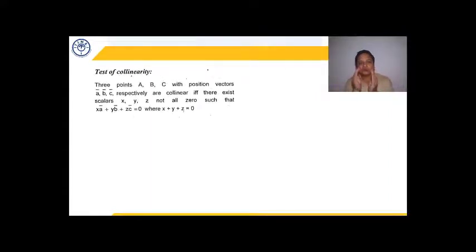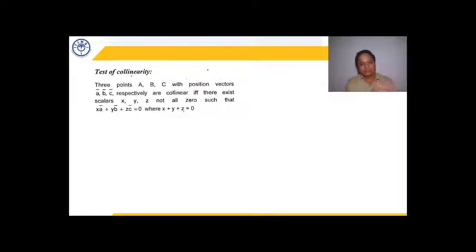Now test of collinearity. Three points A, B, C with position vectors a, b, c respectively are collinear if there exist scalars x, y, z not all 0. Please take into consideration, not all 0, such that xa plus yb plus zc is equal to 0, where the sum of these scalars x plus y plus z is also equal to 0. Then we say these three points with position vectors a, b, c are collinear.